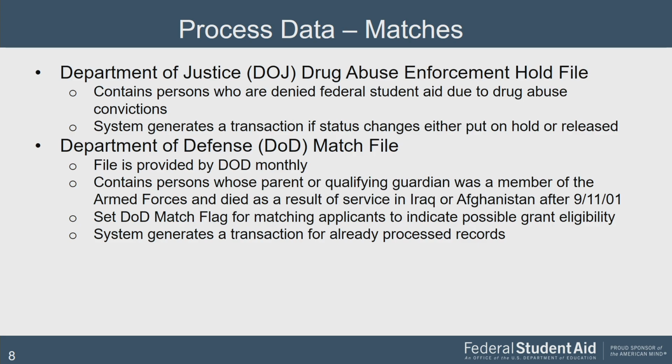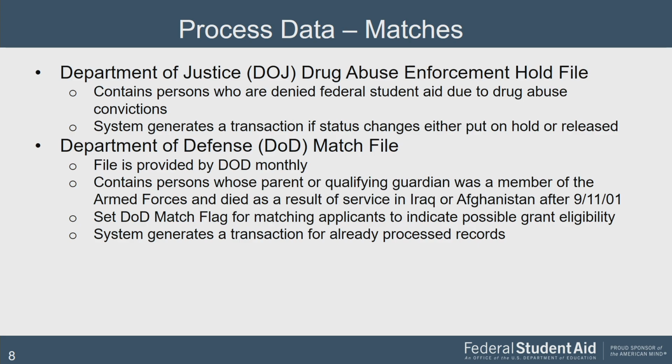And if for some reason a record is already processed and they didn't have a match on the DOJ file, but we later get a new file where they are, we will system generate a transaction so that the school and the student know that something changed about their eligibility because of that match.